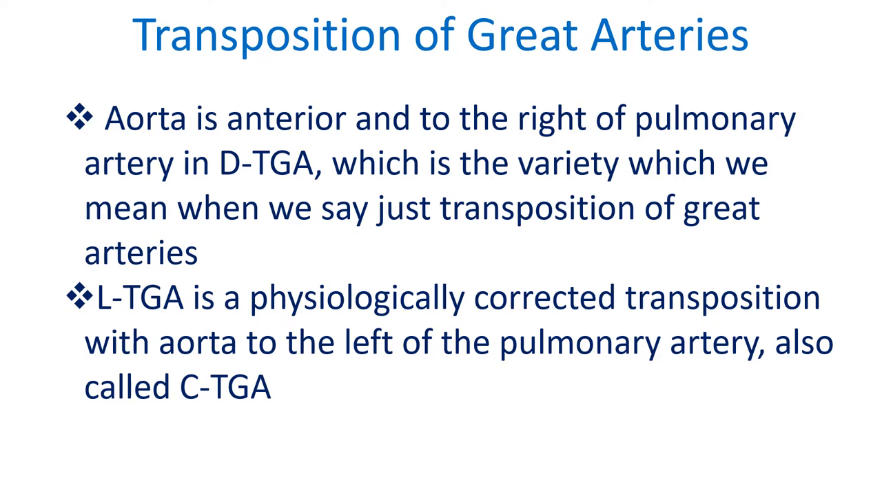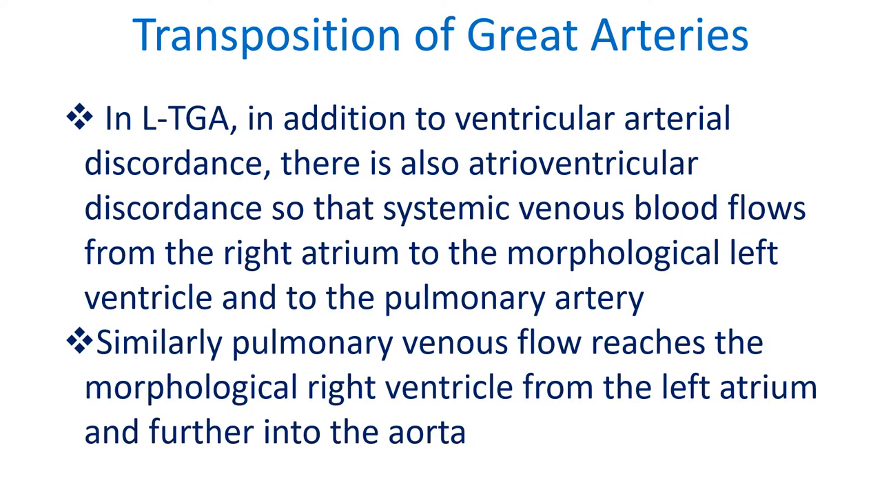L-TGA is a physiologically corrected transposition with the aorta to the left of the pulmonary artery, also called C-TGA. In L-TGA, in addition to ventricular arterial discordance, there is also atrioventricular discordance, so that systemic venous blood flows from the right atrium to the morphological left ventricle and to the pulmonary artery. Similarly, pulmonary venous flow reaches the morphological right ventricle from the left atrium and further into the aorta.